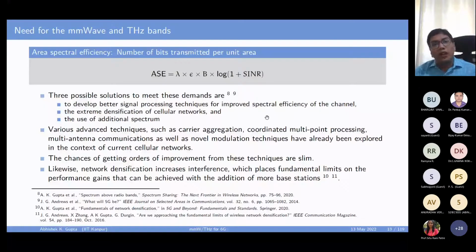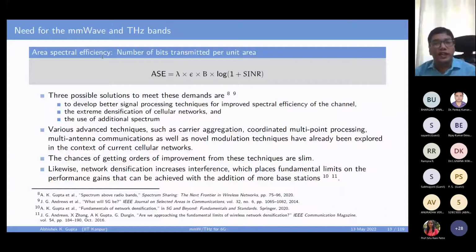So let us look at how communication system performance works. We're going to look at a particular metric which we call the area spectral efficiency, and that shows the number of bits transmitted per unit area. If you have a particular user or device distribution, then this can also tell you, for each user, how many bits you can send. This metric depends on these parameters. One is log(1 + SINR), which you know is the upper bound. It comes from the Shannon equation.